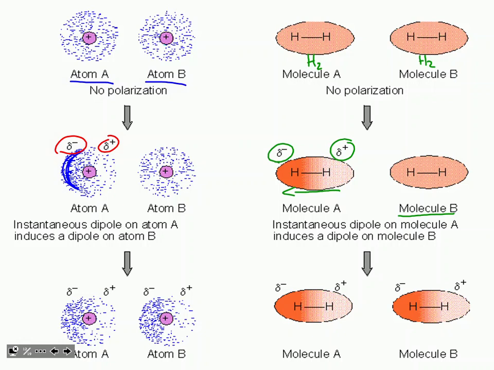And therefore, we get these instantaneous or temporary dipoles. Like I said, they're very fleeting. They don't last very long. They're not very strong. That's why you're going to see these guys having low boiling and melting points, and not any of the fun extra properties like high surface tension or things like that either.